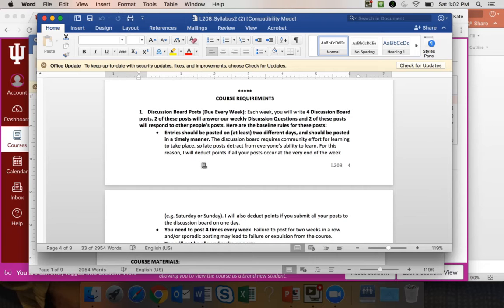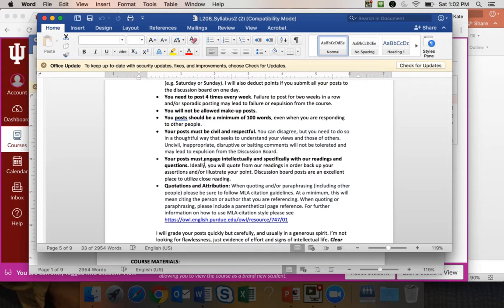So for this reason, I'm going to be deducting points if all your posts occur at the very end of the week. For example, if they all occur on Saturday or on Sunday. Similarly, I'm going to be deducting points if you submit all of your posts to the discussion board on one day. For example, if I find all 4 posts written on a Tuesday and that's it, because it's not participating in an ongoing asynchronous discussion.